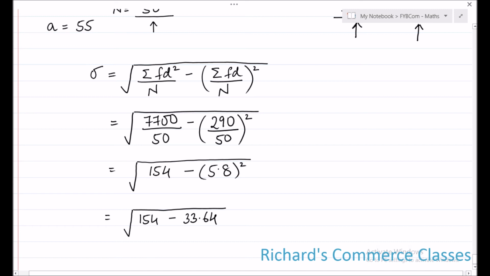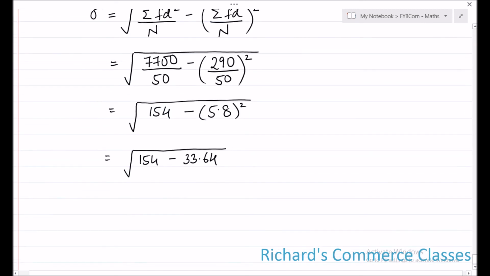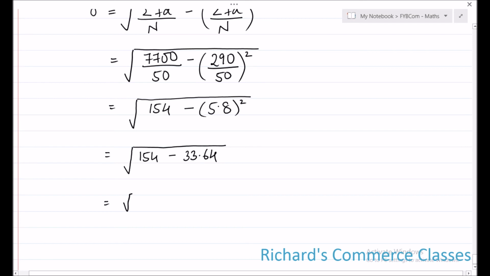Solving further, this will be square root of 154 minus 33.64. The answer is 120.36. And finally, standard deviation is equal to square root of 120.36. And the answer is 10.97. This is how you calculate standard deviation for frequency distribution, that is a group data.